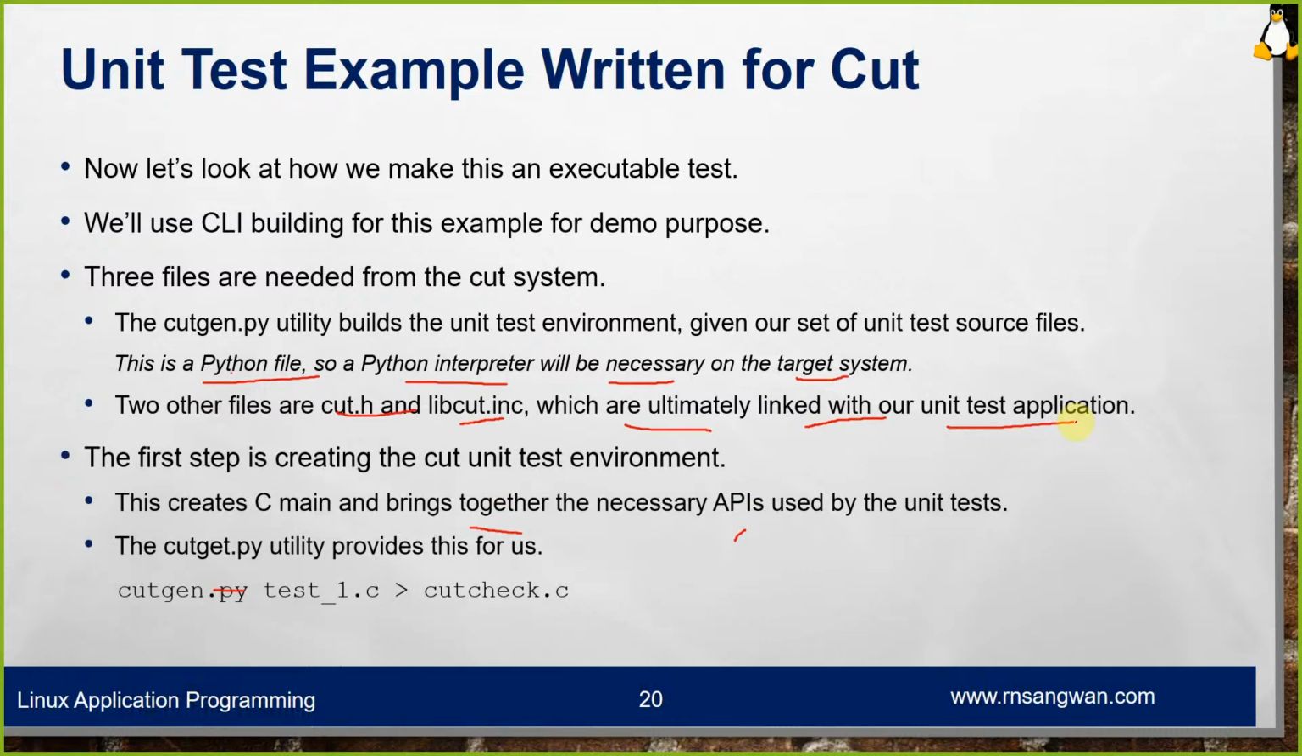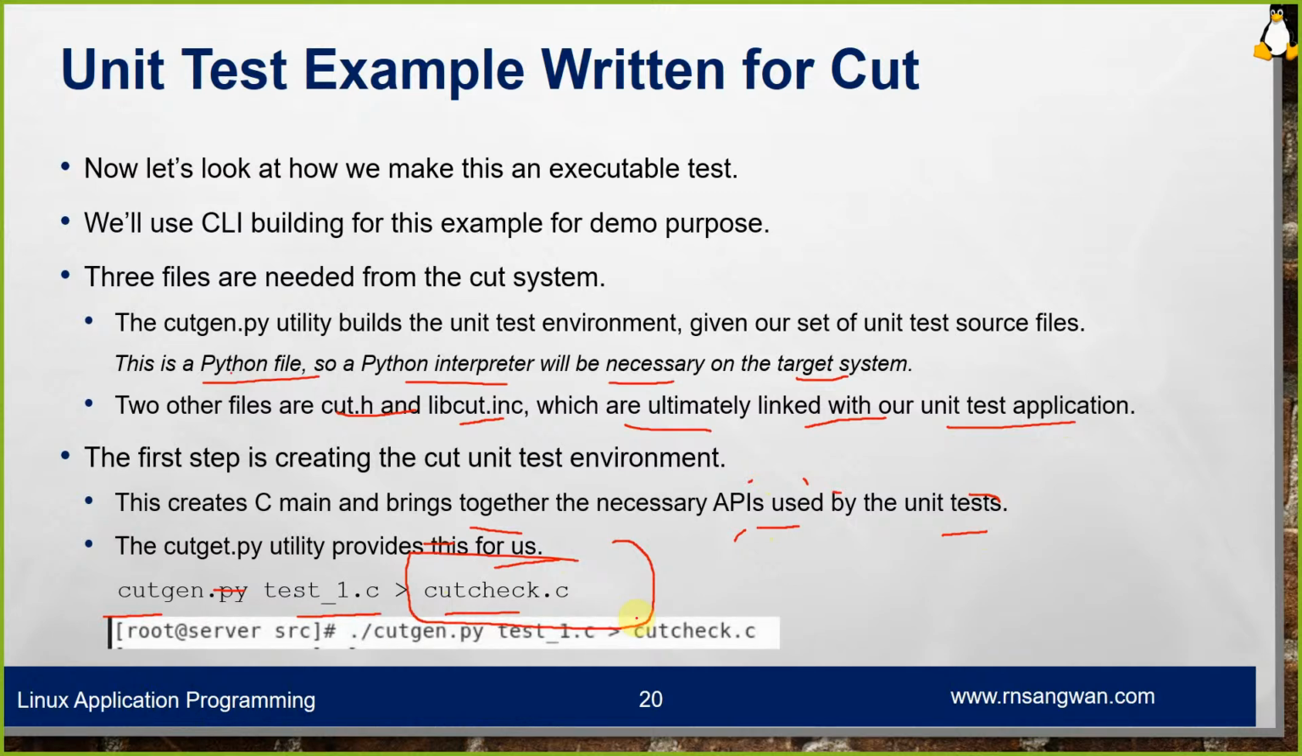The first step is creating the CUT unit test environment. This creates the C main and brings together the necessary APIs that must be used by the unit tests. The cutgen utility provides this file for us. So when you run cutgen.py on your program, you redirect the output to the file cutcheck.c, and this file will be created. This is the command I tried on my system: cutgen.py test_1.c and cutcheck.c.